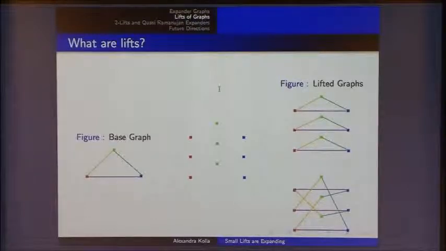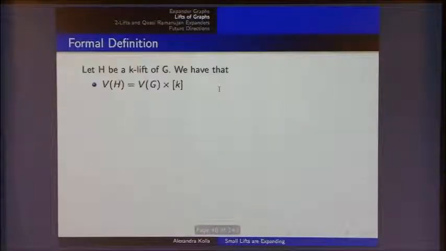So in this particular lift, we have replaced every edge with the identity matching, or identity permutation, identity labeling, you can call it as you wish, where the first copy of each of the vertices is connected with each other. In this lift, we've replaced only the purple edge with the identity, and the rest with some other matching, some other permutation. So this is what lifts are for general k.